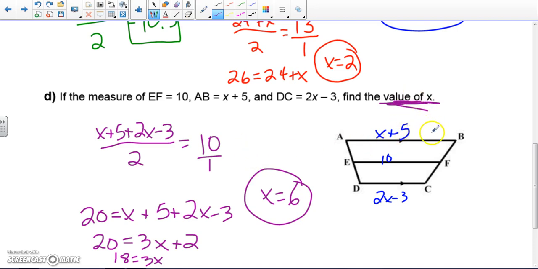All right, check your work if you want. 6 plus 5 is 11. 2 times 6 is 12, minus 3 is 9, and that actually follows our pattern. So 11, there's my values, 11, 10, 9, there's the average. That looks like it worked out.